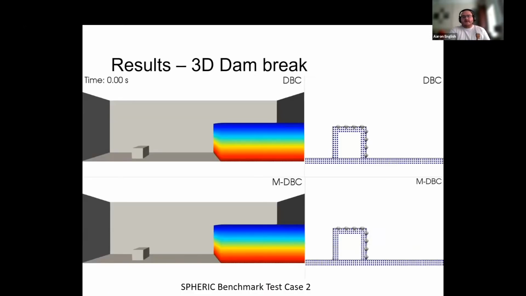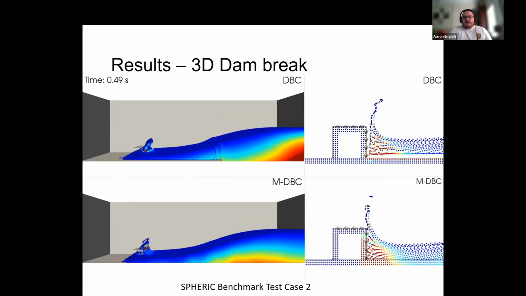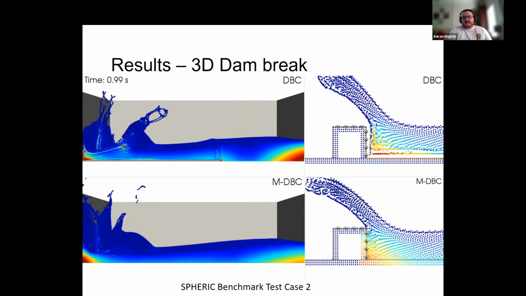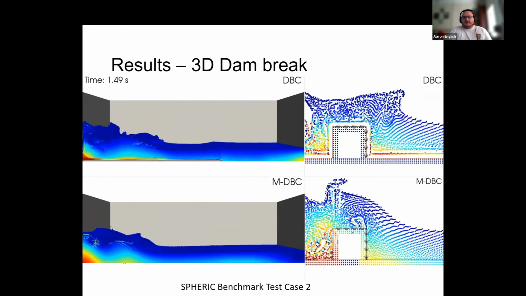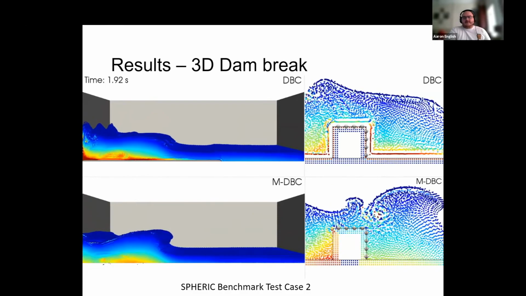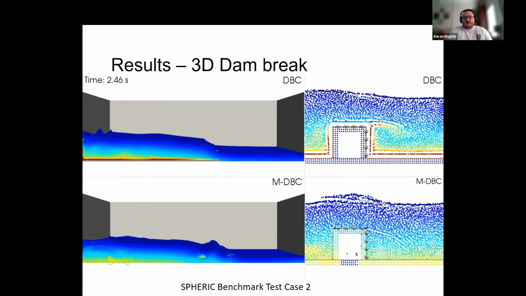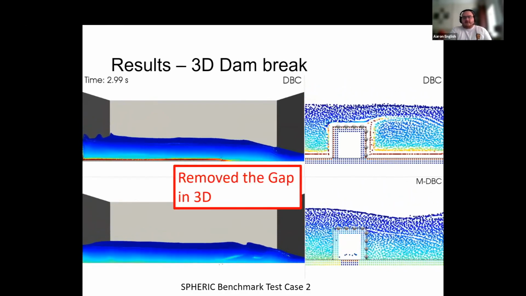So our next result is a 3D dam break. This is just a test that the boundary condition still works in 3D with a bit more complex geometry. To play the video, you can see on the top with DBC, there's still the gap between the obstacle and the water as it comes down, whereas with mDBC, the gap has disappeared, which is really good. I think we can say we've removed the gap in 3D.